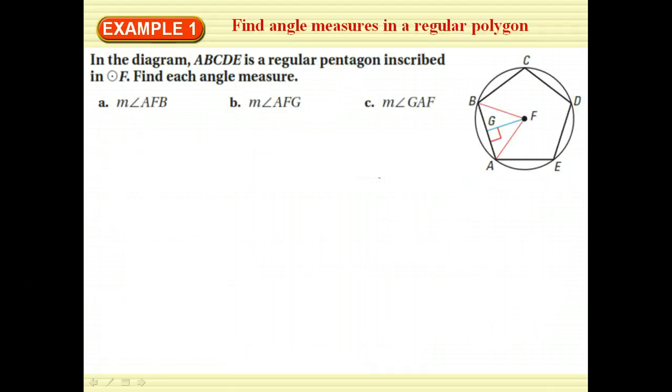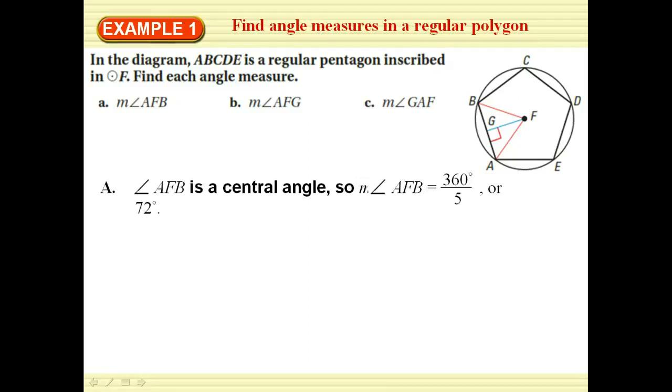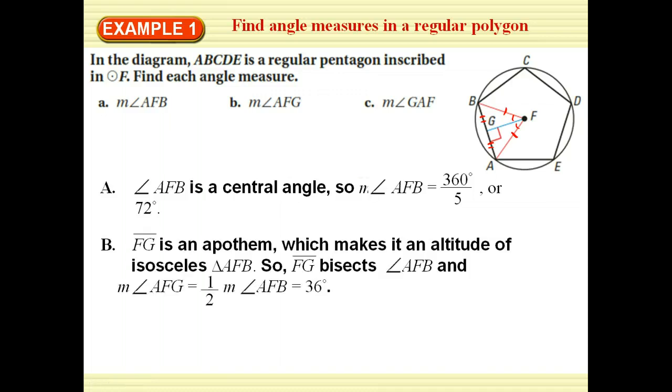So what you'll be asked to do is find some measurements, the angle of AFB. Well, since this is a 5-sided figure, we've got 360 divided by 5, so it's 72 degrees. Now, since the apothem is the altitude of an isosceles triangle, remember these two sides are equal, that means that it is also both a median, these will be equal, and it is an angle bisector, so these will be equal. So to find angle AFG, I just cut the central angle in half, so it would be 36 degrees.